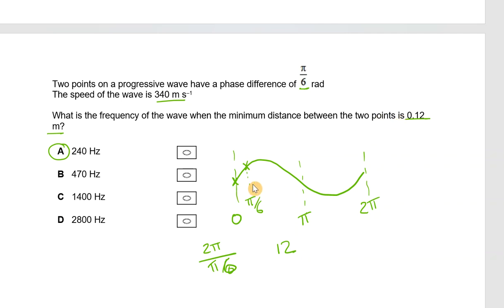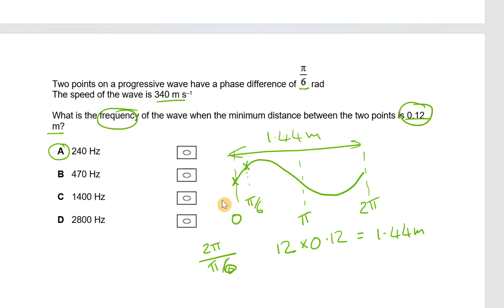And we know the physical distance between those two points is 0.12 meters. So if I multiply my 12 by 0.12 meters, I get an answer of 1.44 meters, and that's a complete wavelength. So I've calculated that distance to be 1.44 meters.